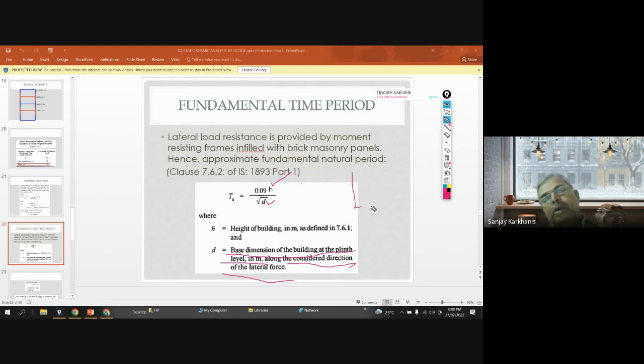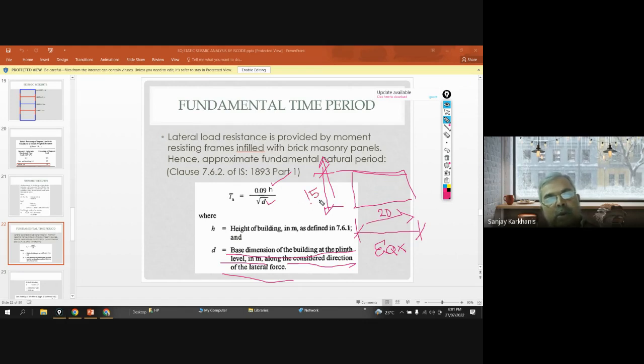Again, if this is your plan, let's say this is your X direction, and this is your Y direction. So whatever is the length, that is for calculation purpose for earthquake in X direction. Okay, so whatever may be, in our case it is 20. And if we are applying earthquake in y direction, so this will be h, this will be d, and in our case it will be 15.